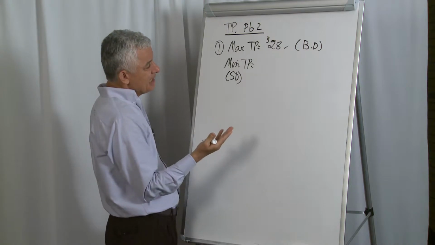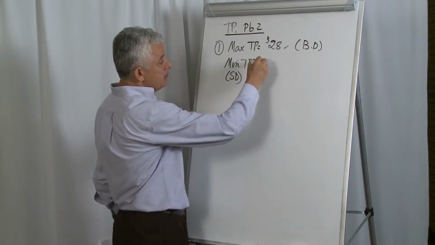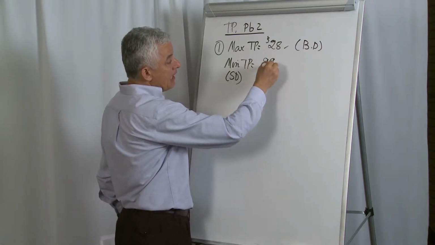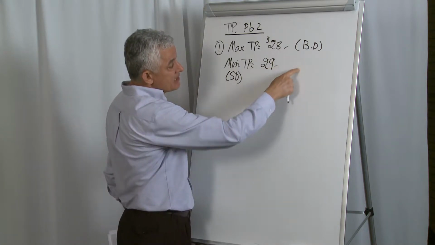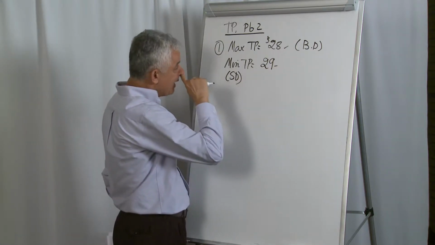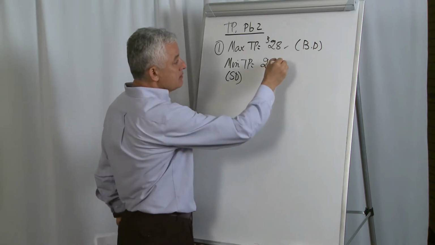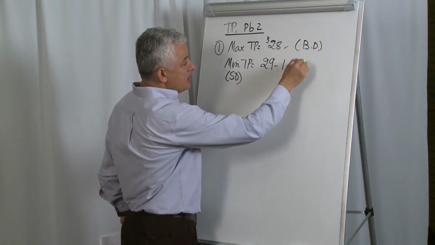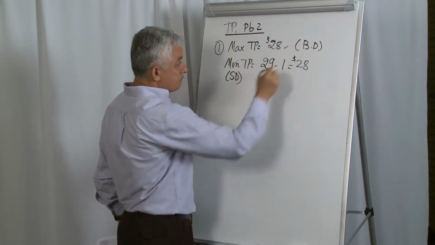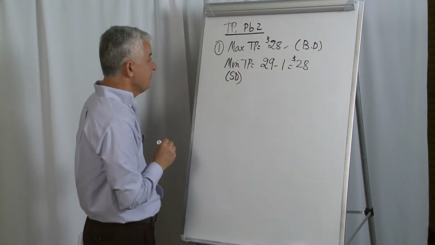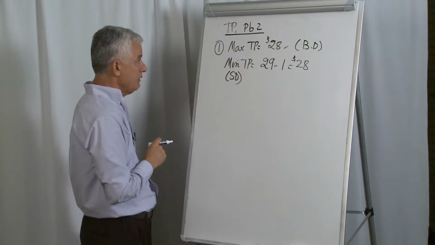Since they are selling it now at $29, the minimum transfer price would be $29, but when they deal with their sister division, they will not incur the variable cost of $1. So that's why the maximum is $28, and the minimum is $28 for the selling division as well.